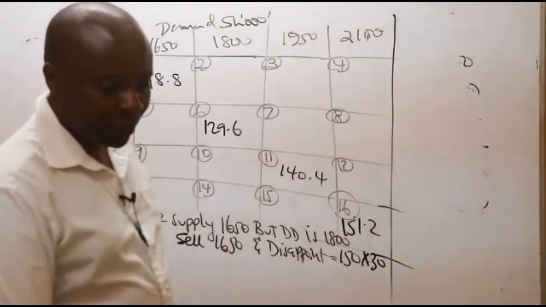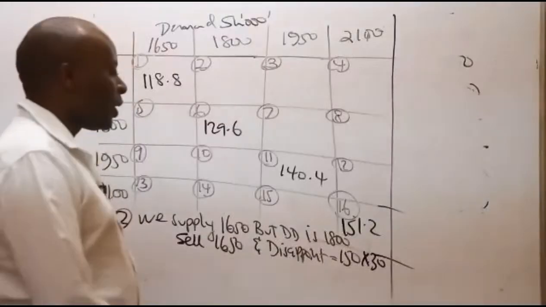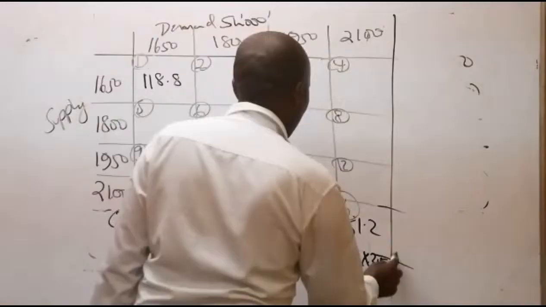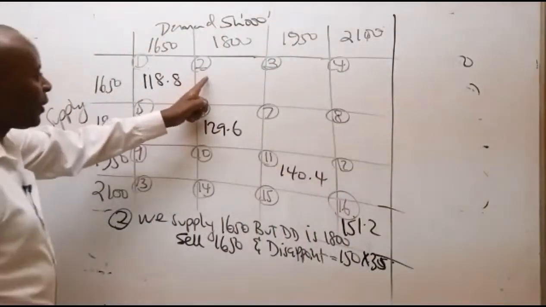They have told us that for every customer who comes, just like how Nakumat used to tell us, if you need it, we've got it. So you can see here, a profit of 35 per bracelet that is derived from other accessories that customers buy is also lost. So for every customer we disappoint, we shall be losing 35. So could you kindly, ladies and gentlemen, go ahead and give me the profit I expect here.